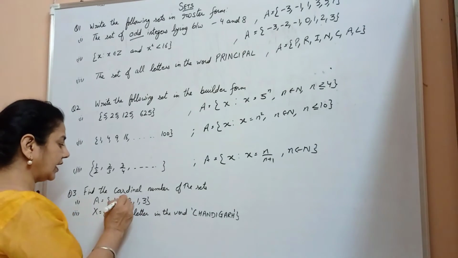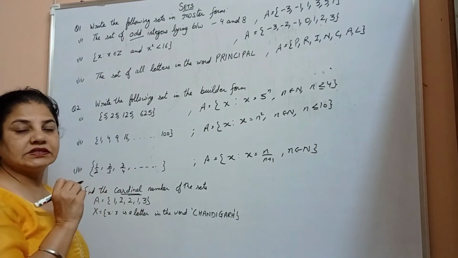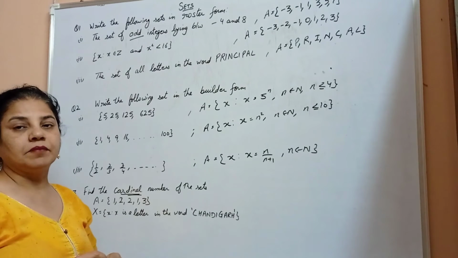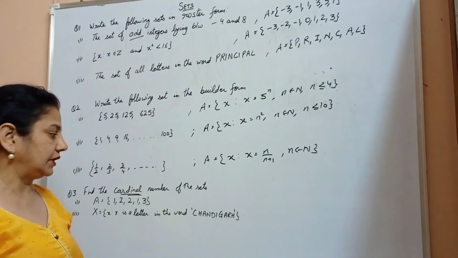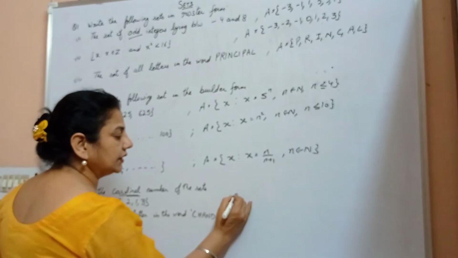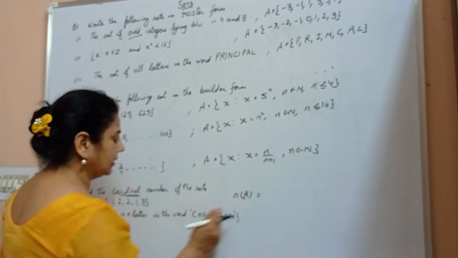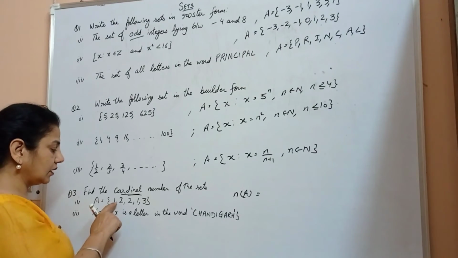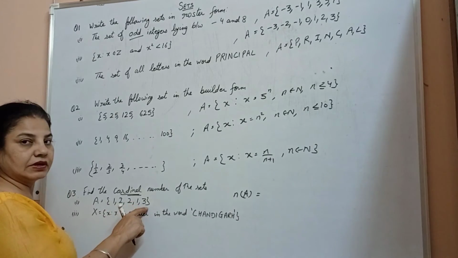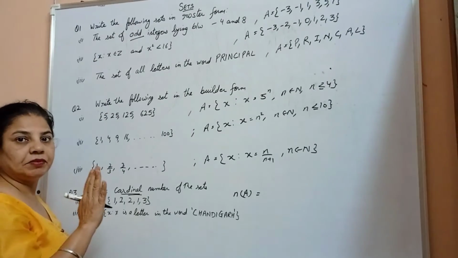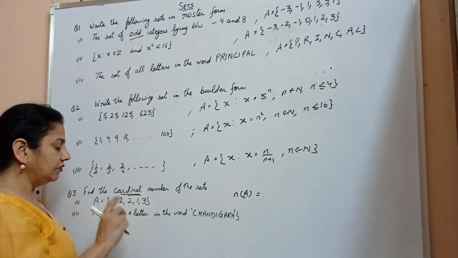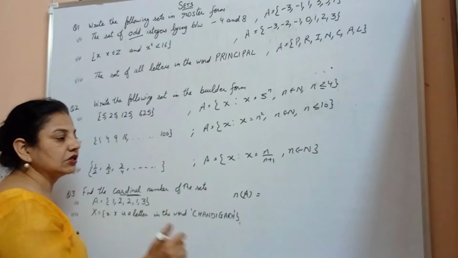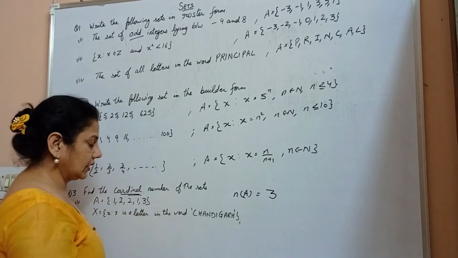Then we have to find the cardinal number. What does this mean? Cardinal number means the number of elements in the set, but the repeated elements will not be counted. It is represented as n(A). A is a set, so the number of elements in this set is 1, 2, 2, 1, 3. As 2 and 1 are repeated, we won't consider the repeated elements. We will take the single element only. 1, 2, 3. There are 3 digits, so the number is 3.